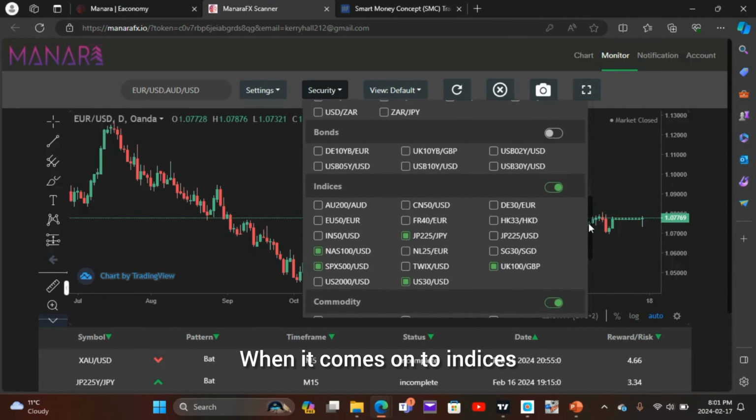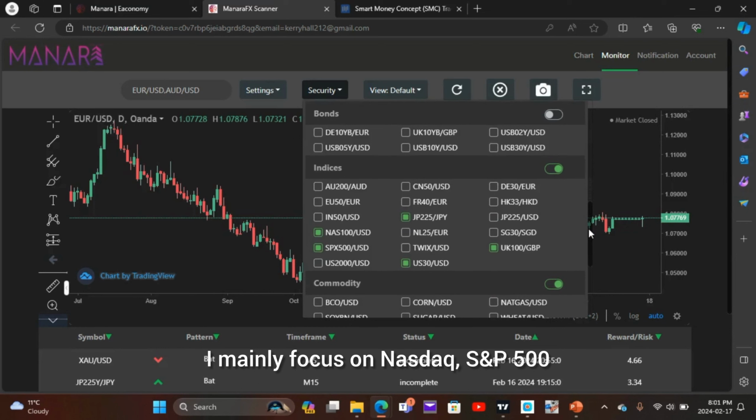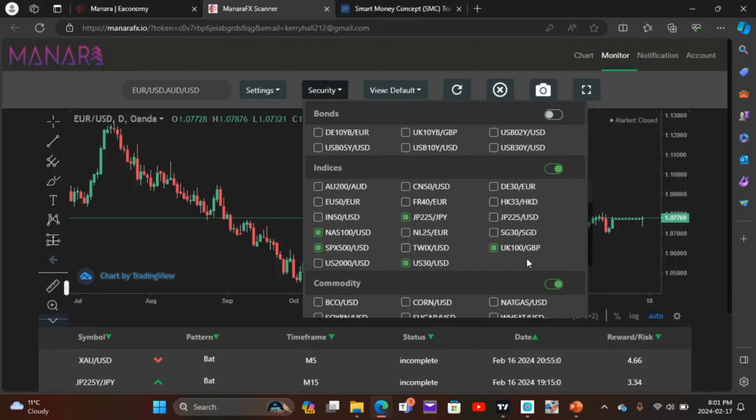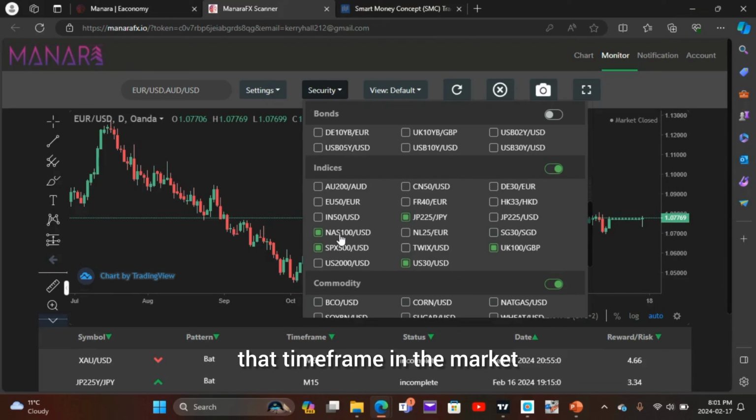When it comes to indices, I mainly focus on Nasdaq, S&P 500, the Dow Jones, Japan 225 and the UK 100. And can I tell you this? When it comes to Nasdaq and your S&P 500 and so forth, these move so great at about 2:30 p.m. to 3 there about GMT time, that's UK time. I don't know what time it is in the rest of the world, but they are like a rocket in that time frame in the market.